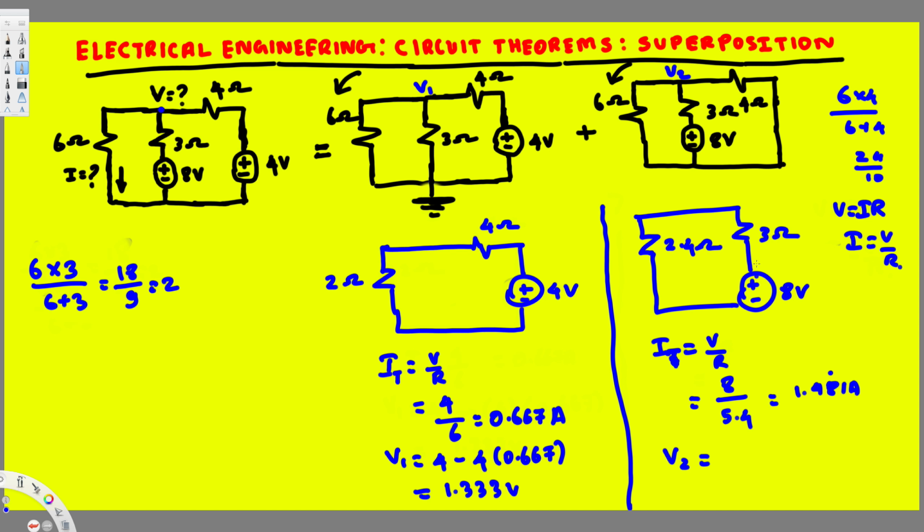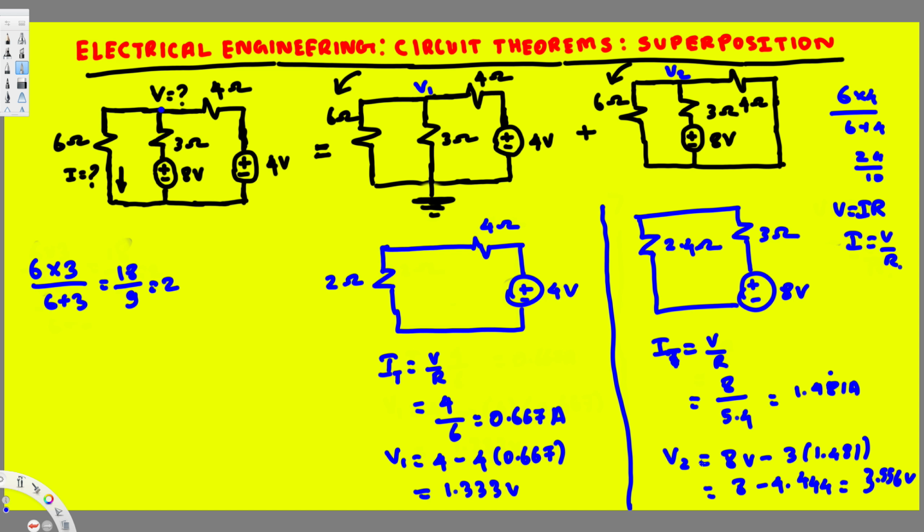So V2 again, we have 8 voltage right here, minus the voltage drop. Here the voltage drop is going to be the current through this 3 ohm, so 3 times 1.481, and that's going to be equal to 8 minus 4.444, and if you calculate this one, that's going to give you 3.556 voltage.